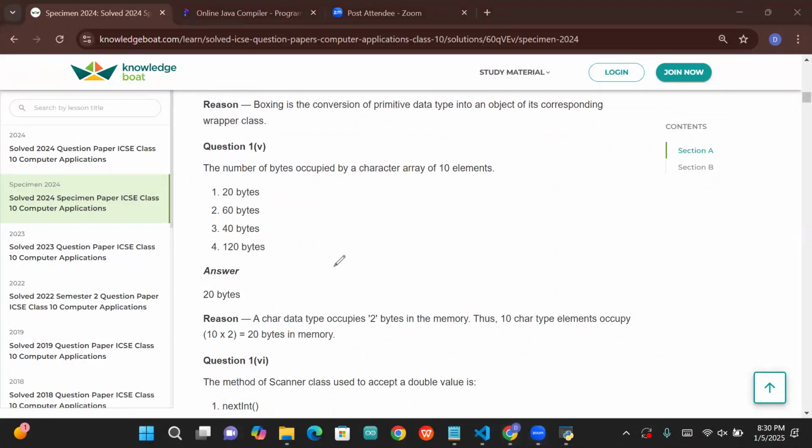Generally you use integer and float, right? Generally you use these types of data type, integer and float. Both have the 4 byte size. I am telling you the size in bytes. Both integer and float have the 4 byte size.